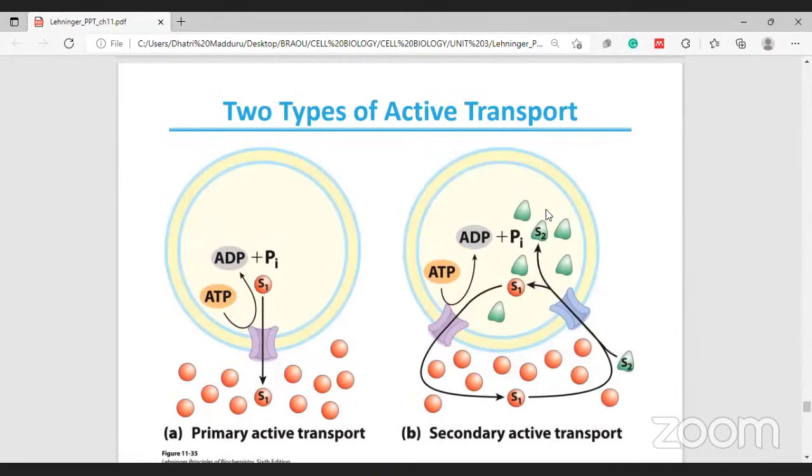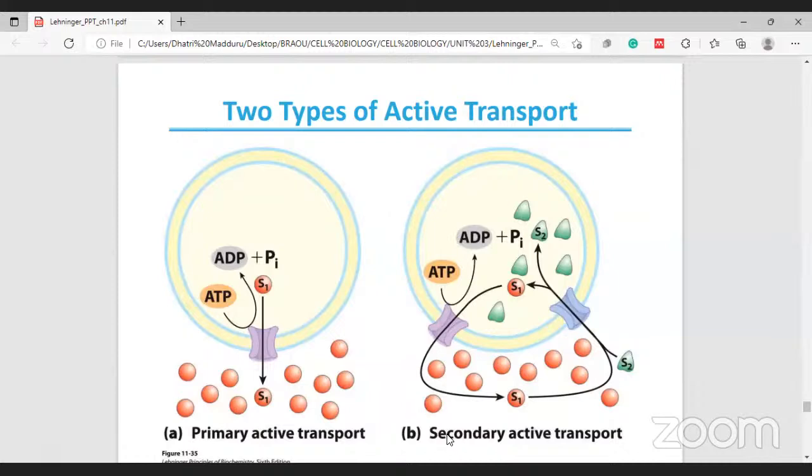Two types of active transport: primary active transport and secondary active transport. Primary active transport means you have ATP, which is dissociated to ADP and Pi, and this helps in the movement of this particular molecule towards the outside.